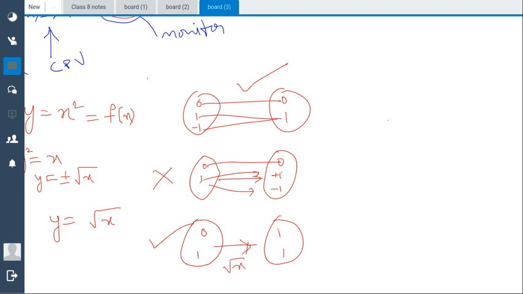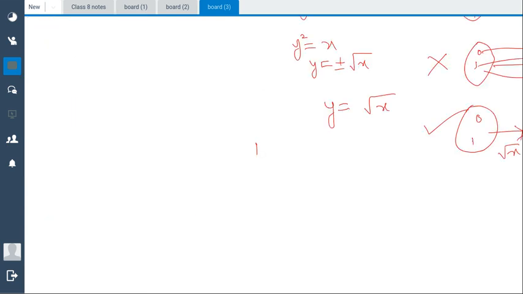Now I'll tell you one more thing, though it is not much required, but I still tell you. What is domain and range? You know what is domain? Domain is all set of x values for which y is coming out to be a real number. And what is range? Range is all the values which y is covering for the given domain. Okay, fine. Got it?